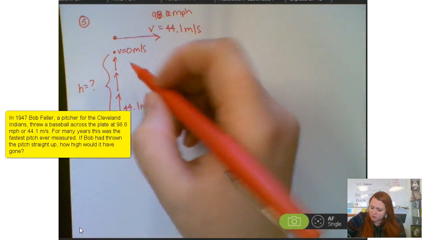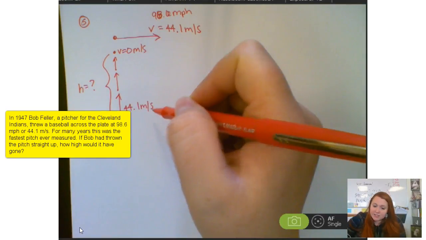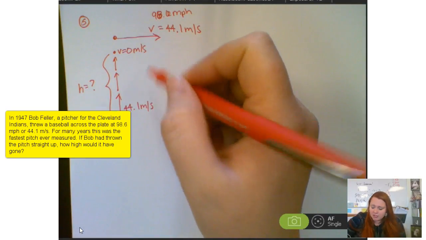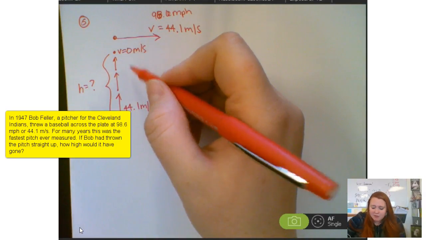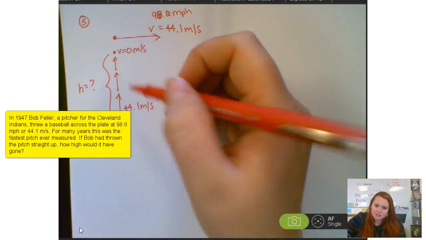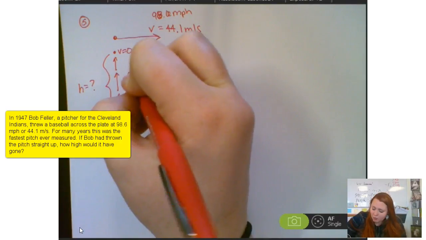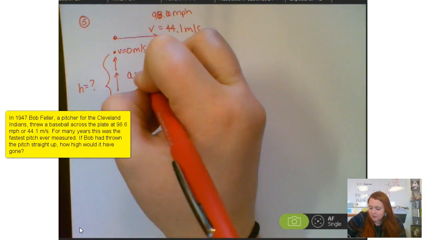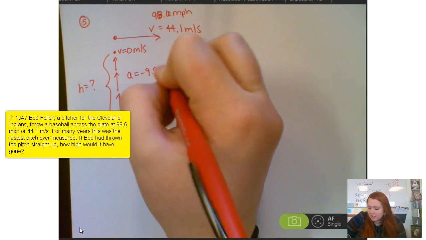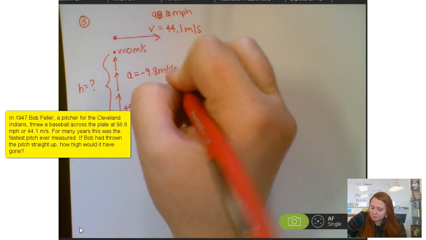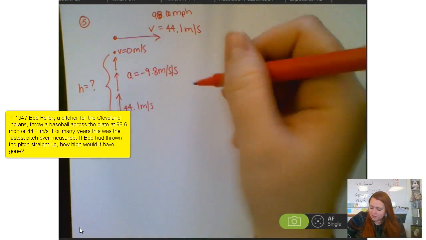So I've drawn a picture here. We know that it's leaving his hand at 44.1 meters per second. And we know at the very top of the path, gravity slows it down. So at the very top of the path, the velocity is 0. While it's going through the air, the acceleration is negative 9.8 meters per second squared, we need to just find the height.